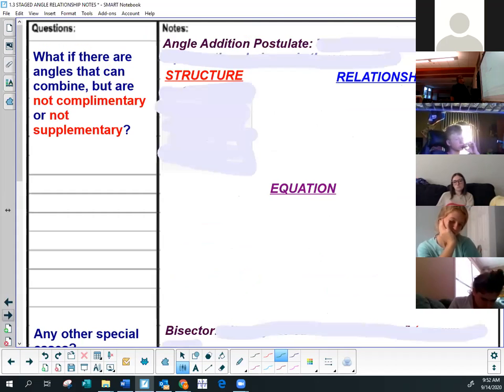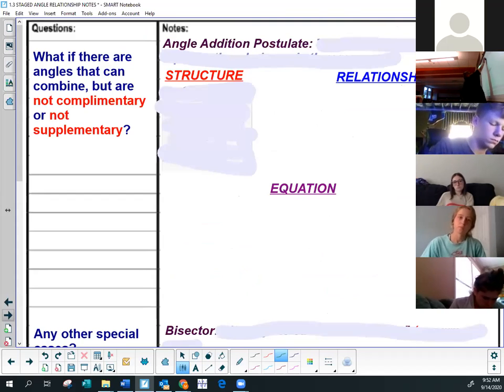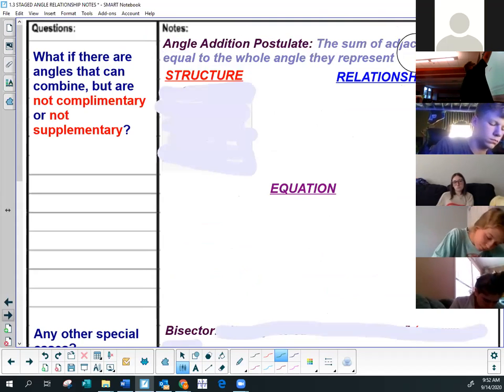So now I'm going to pose a question. What if we have an additive relationship? So you have an angle, and it's cut up into multiple parts, but the total is not 180, nor is the total 90. In other words, it's not complementary, nor is it supplementary.